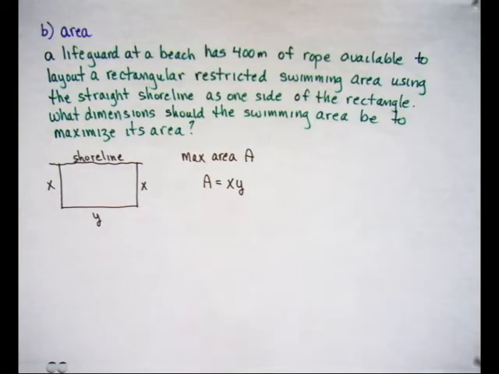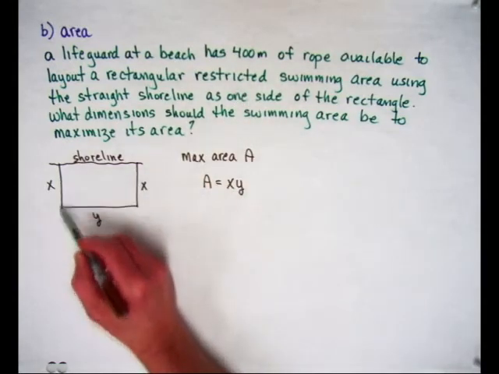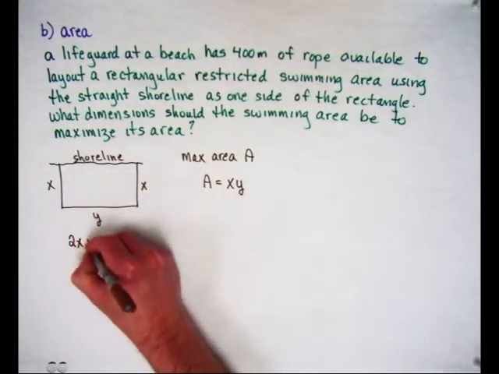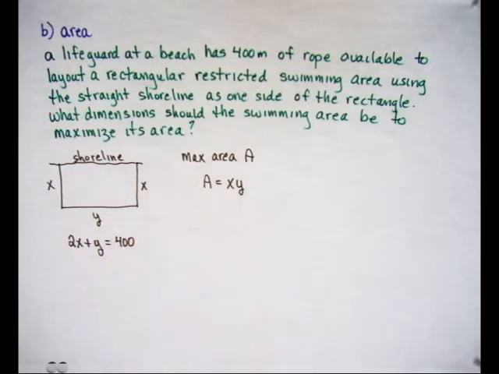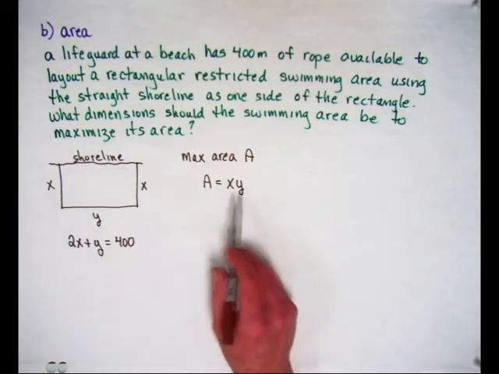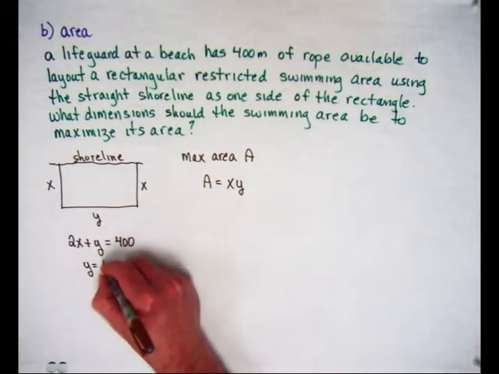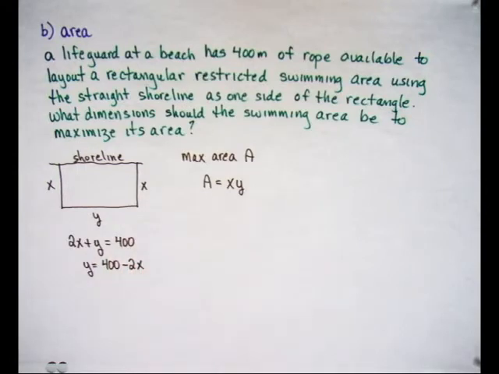So you have to ask yourself the question, what's linking the two variables together? Well, the lifeguard only has 400 meters of fencing or rope at their disposal. So the 400 meters of rope is going to make up these three pieces right here. So this X and this X, or 2X, plus this Y would have to add up to the 400 meters of rope. This is going to be the key to unlocking the puzzle of how to get rid of one of these variables. So we can isolate the Y, sorry. We can say Y is equal to 400 minus 2X.